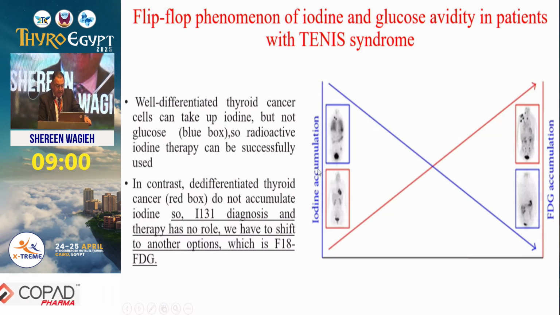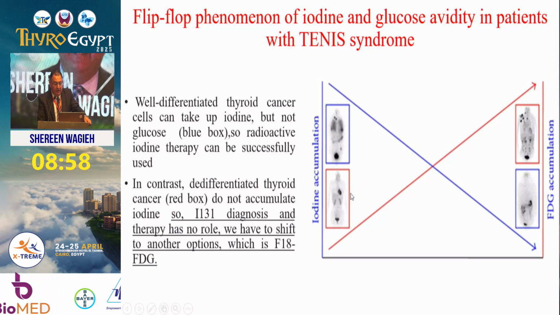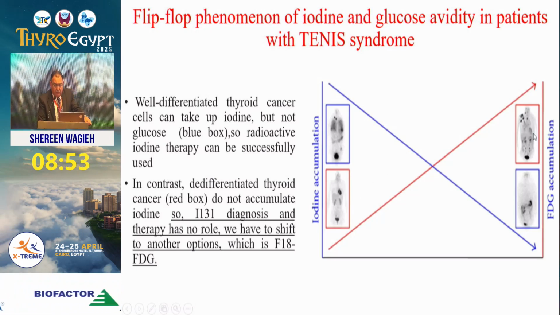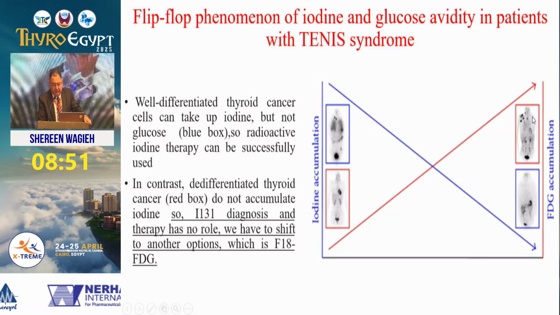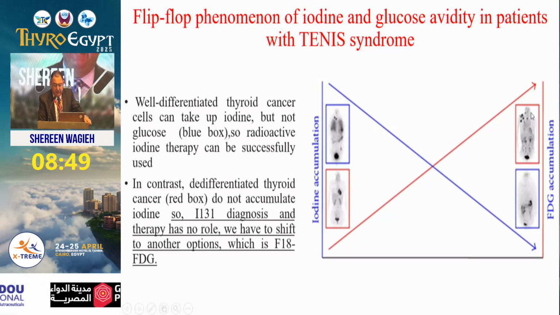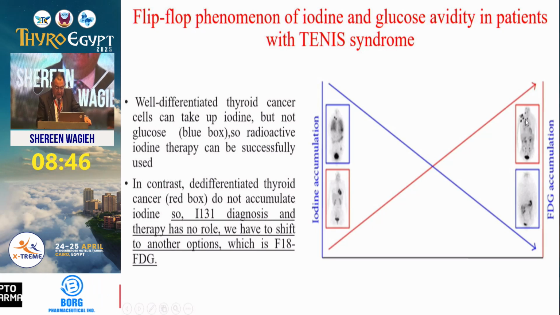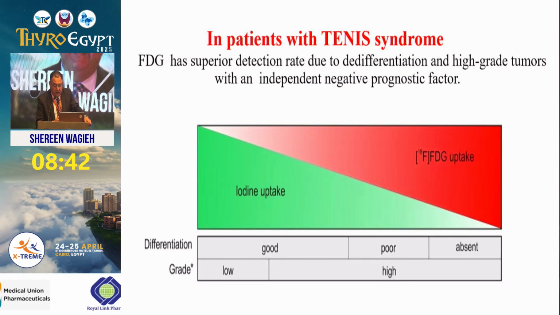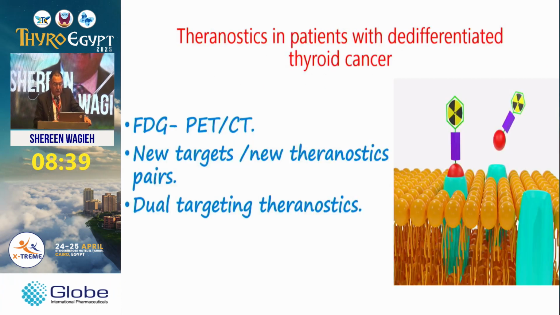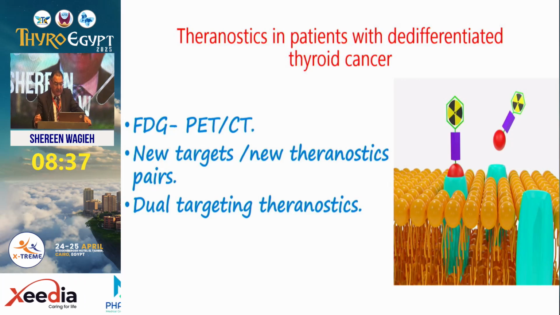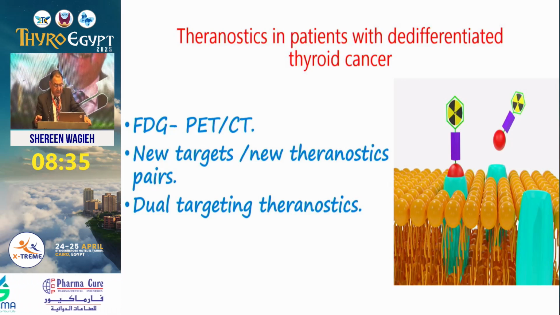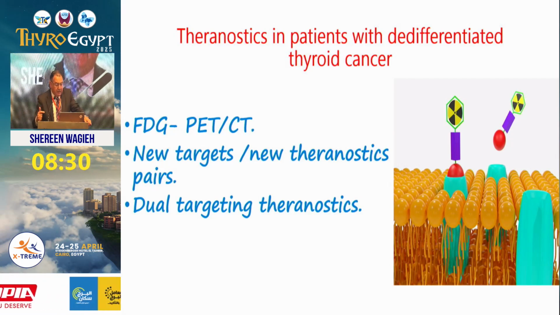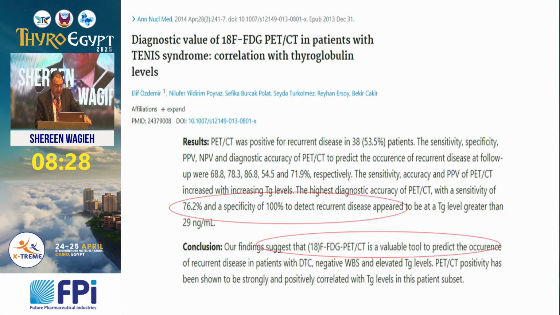So you can see in this red box a patient with an elevated thyroglobulin level, but radioactive iodine scanning is completely negative. If we do FDG PET-CT, you can see significant increase in tracer uptake in metastatic lesions. So FDG has a superior detection rate due to dedifferentiation and high-grade tumors. In patients with dedifferentiated thyroid cancer, theranostics can help in 3 patterns: FDG PET-CT first, then applying new targets and new theranostic pairs, and finally dual-targeting theranostics.